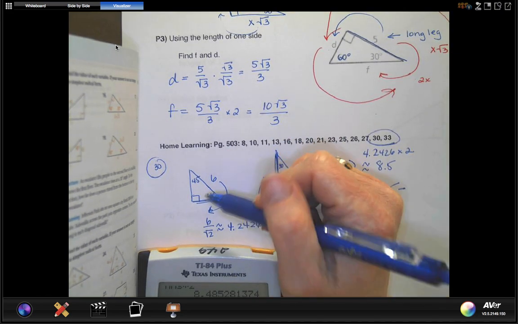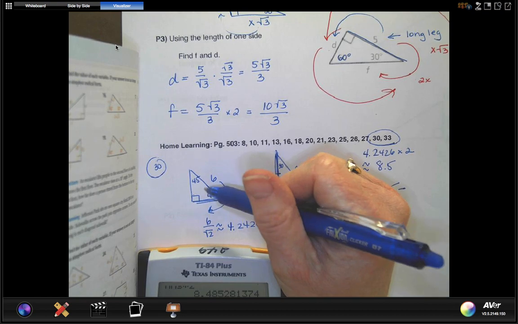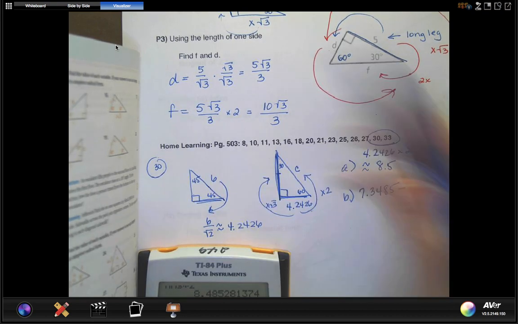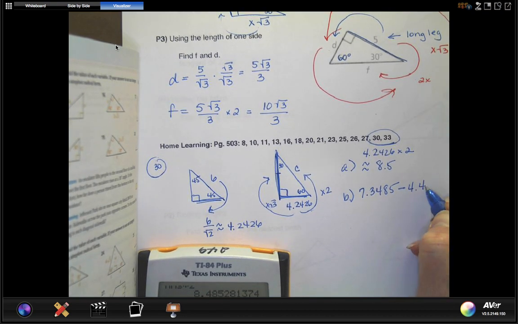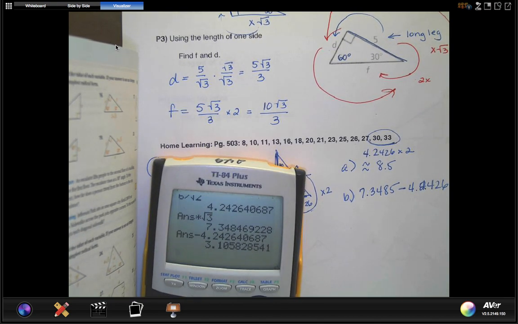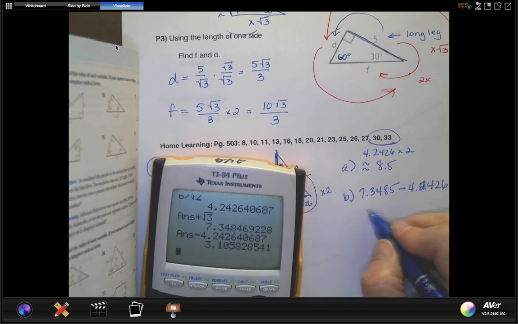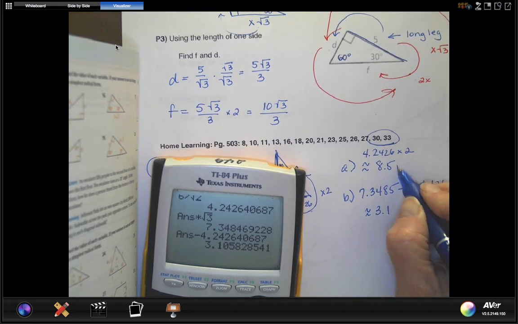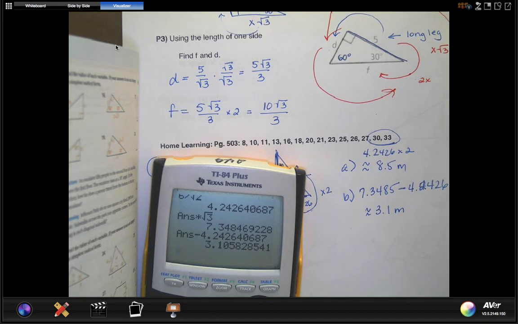Over here I had a 45, 45, 90. This side was 4.2426. So then I subtract 4.2426. I kept a lot of decimal places there. So then I get approximately 3.1 meters, okay?